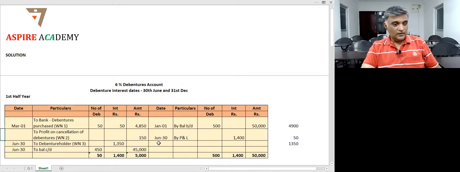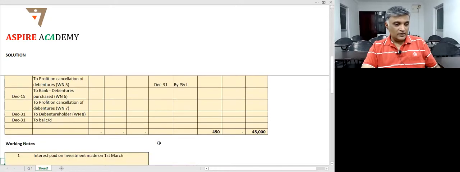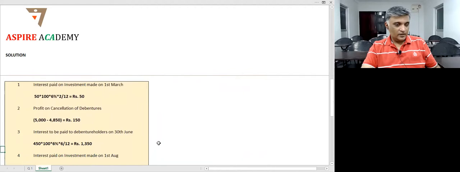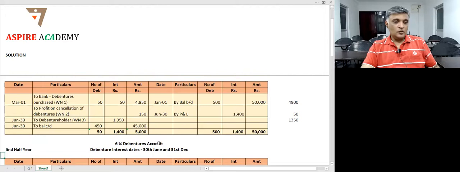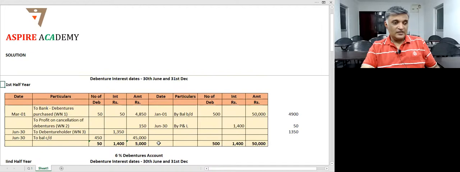Let's also go and check working note number 3, the 1,350. How did we calculate that? That is the third working note for your reference. Remember this? 450 debentures into 100 into 6% into 6 by 12, that will give you 1,350. So this is the working for the first half year, because we have a specific instruction in the problem. You need to split into 2 halves. Have a separate ledger account for the first half year and then for the second half year. I hope it is very clear.